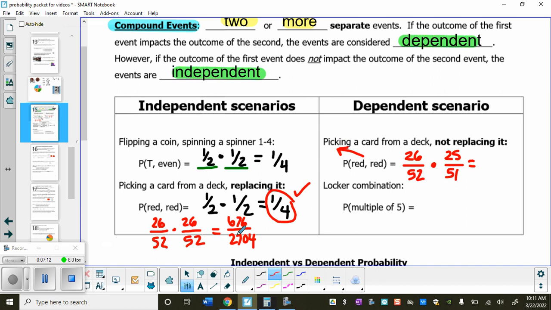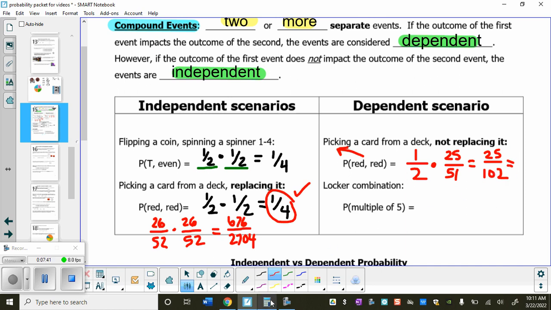So the reason I'm pointing that out is because over here, instead of setting yourself up to have to reduce a massive answer in the end, all I'm going to do now is simply swap out that I know 26 out of 52 is a half. That is a 1/2. So now when I multiply across, I've got 1 times 25 and 2 times 51. And this answer is already reduced. I don't have to reduce anything.